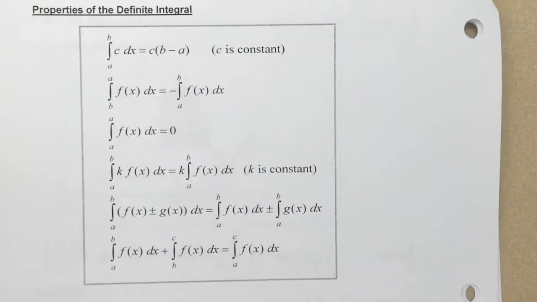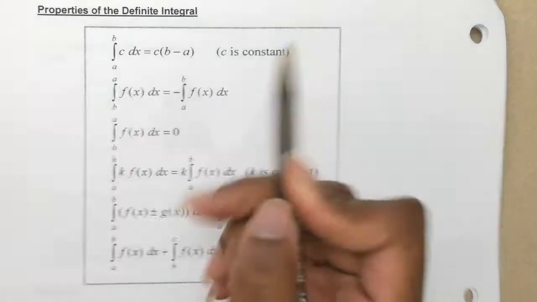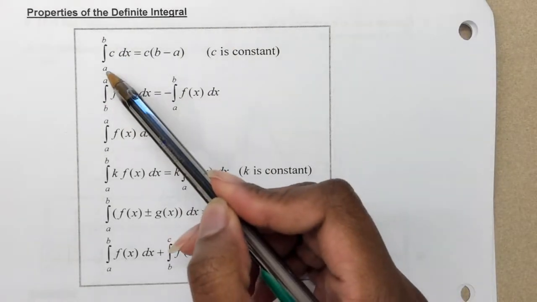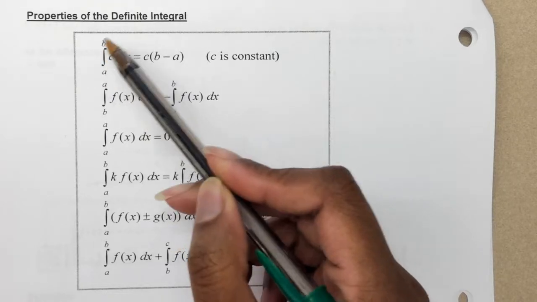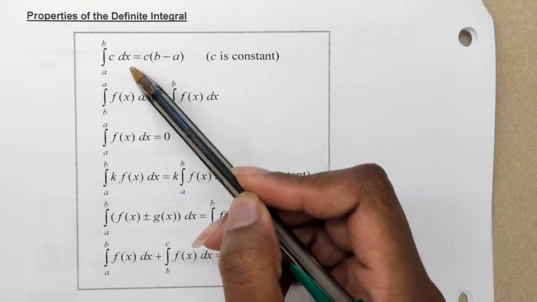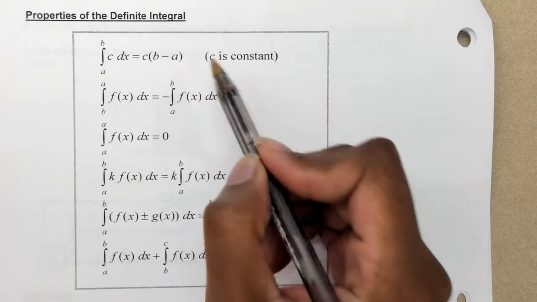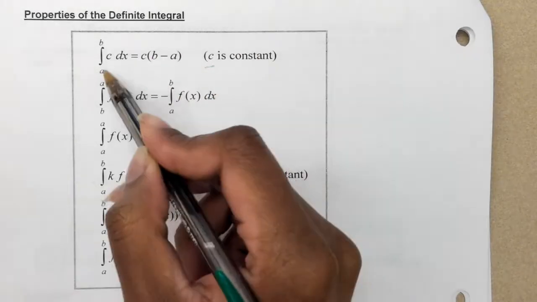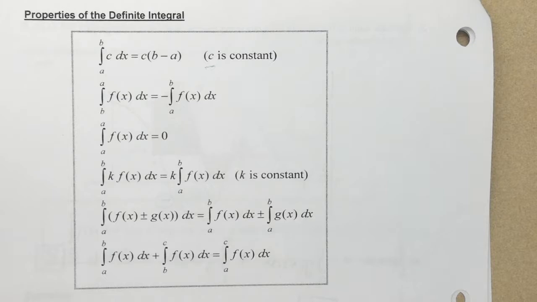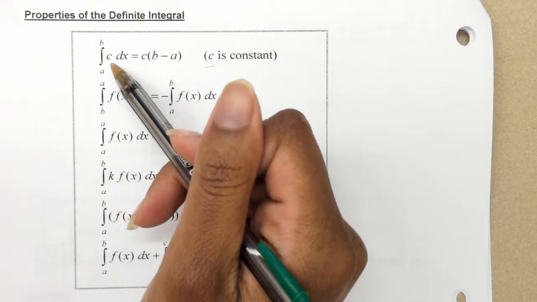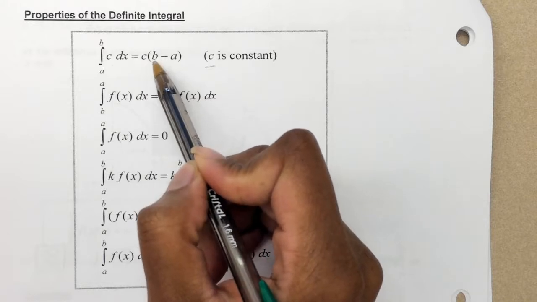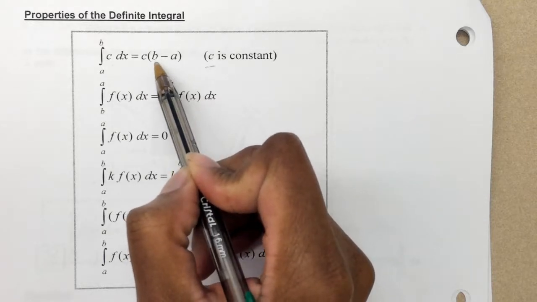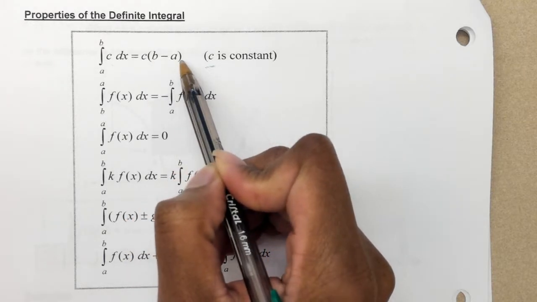So, properties of definite integrals. The first property: if I'm looking for the integral from a to b of c dx, where c is a constant, the definite integral of a constant is you take the constant and multiply it by b minus a.